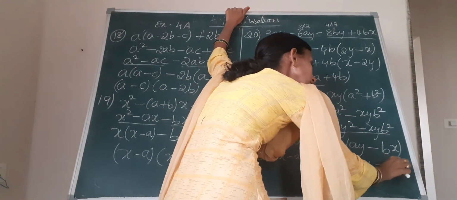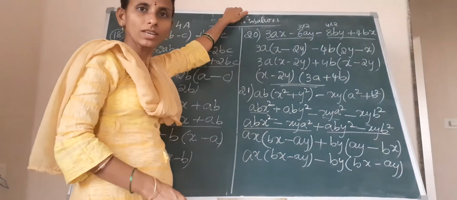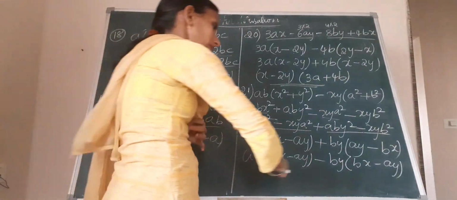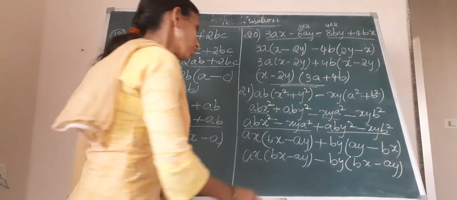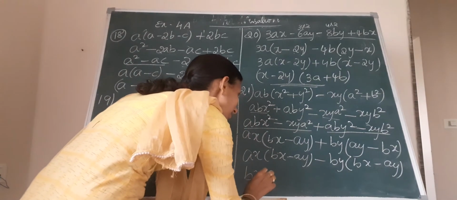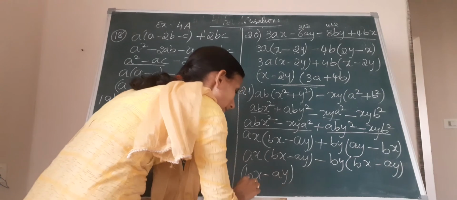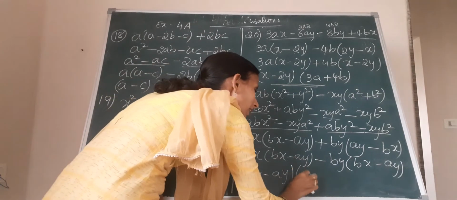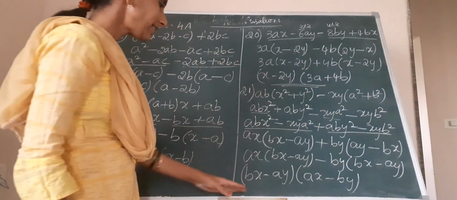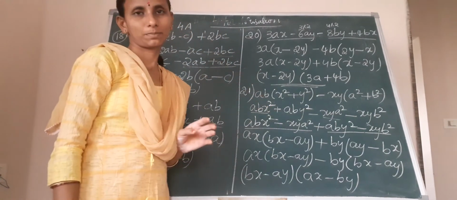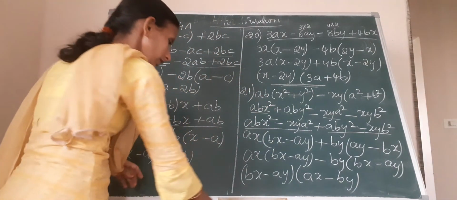So what do we get? bx minus ay. Okay. Now in both the terms, bx minus ay is common. So we will take bx minus ay as common. Now what is remaining here? ax minus by. Now these are the factors of this expression. Okay.